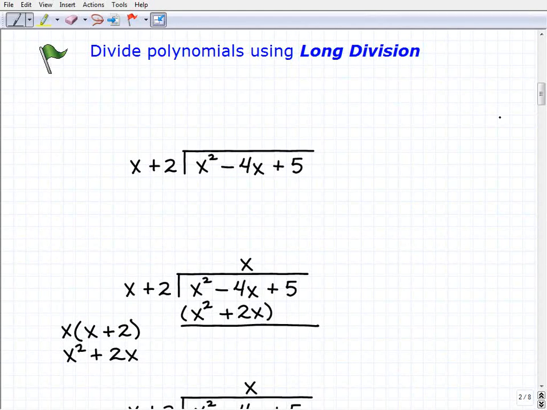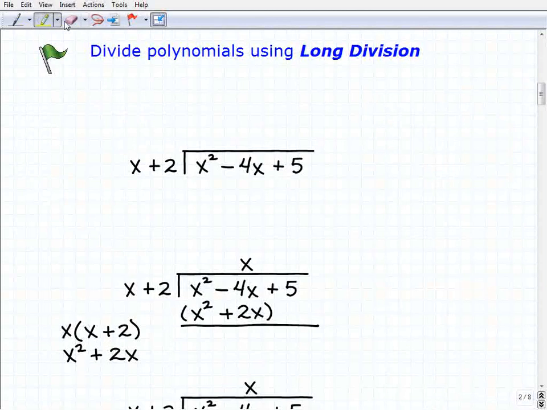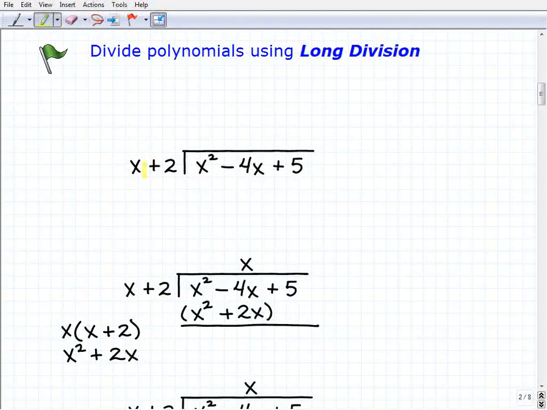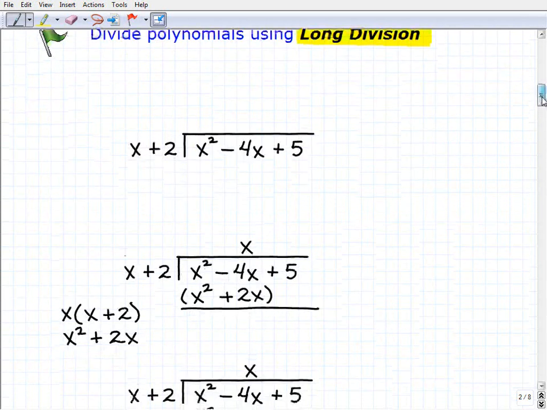All right, so here I have a problem. I'm going to divide x squared minus 4x plus 5, and I'm going to divide it by another polynomial, x plus 2. So this is a setup for a polynomial division problem. And I'm going to use a technique called long division. When we use long division, we have this kind of divisor bar just like this. And I'm going to go ahead and start explaining the steps.